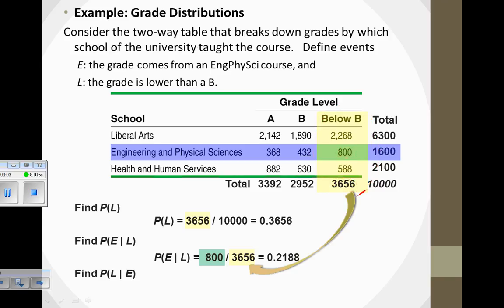Okay, and what about this last one? Find the probability that it's lower than a B given it was an English physical science course. So given that it's here, what's the probability that it's lower than a B? That would be 800 out of the 1,600.